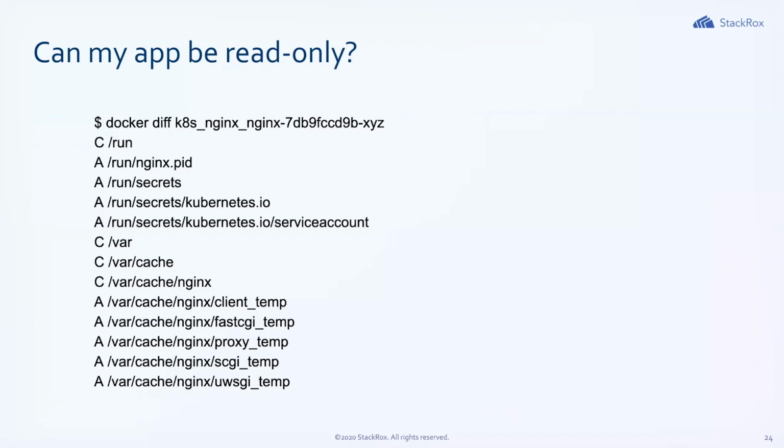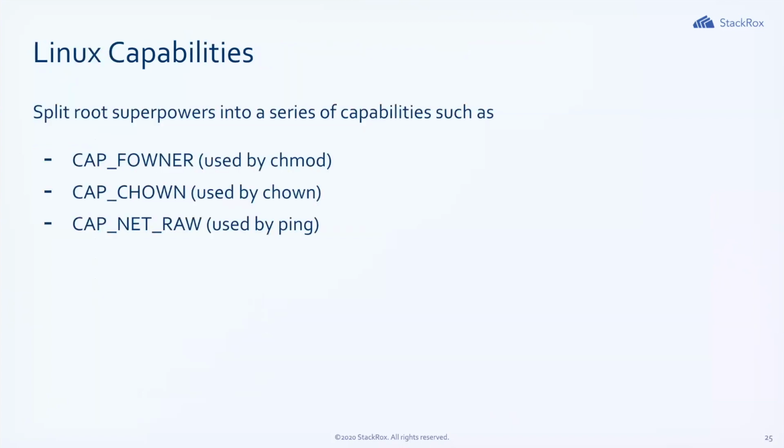There is a cool little utility with Docker. If you diff your running container, you'll get an idea of what's actually changed. So you can kind of get an idea of how close you are to being read-only root file system compatible.